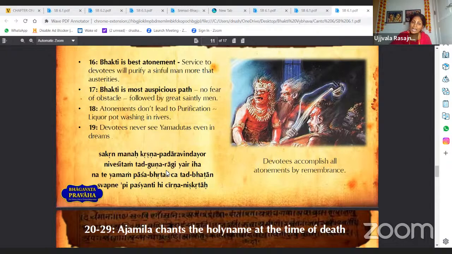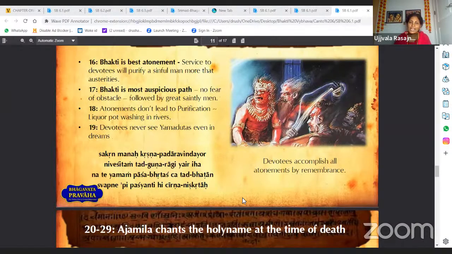Sakranmana Krishna Padara Vindayo Niveshitam Tat Gunaragiyeriha, Nateyamam Pashapratascha Tat Bhatam, Swapnepi Pashyantihi Chirna Nishkritaha. When the bhakti is done like that, what is bhakti, dear devotees? This is beautiful. This is the beauty of Srimad Bhagavatam. It really nails down what bhakti means.